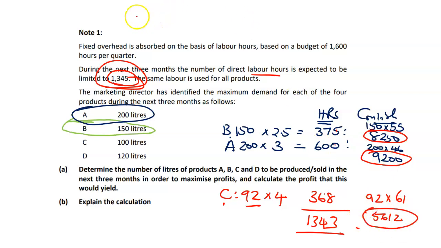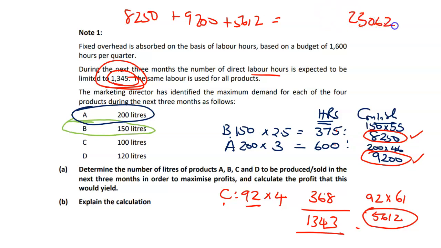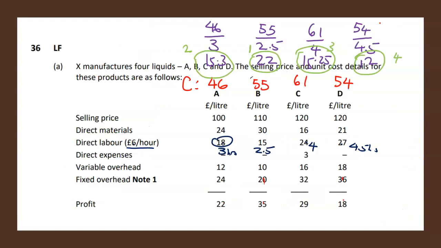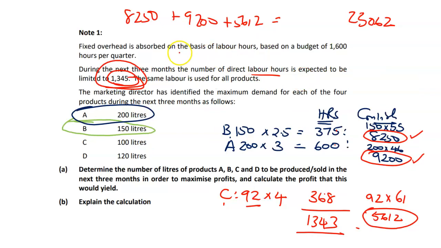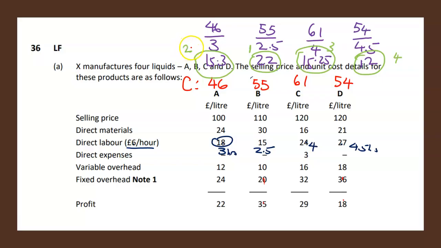Well, here's everything I have. Here's my contribution. I have from A, 8250 plus 9200 plus 5612. I'm going to add all these together, and I get 23,062. Right? That's my contribution for each of these situations. And so now I just need to deduct the fixed cost.